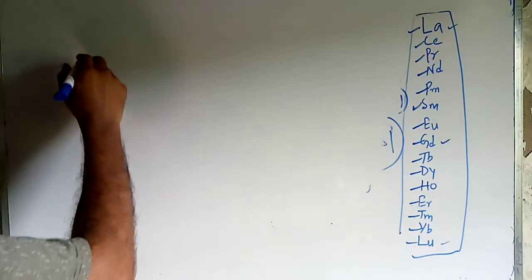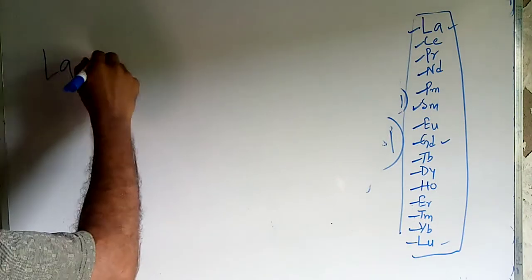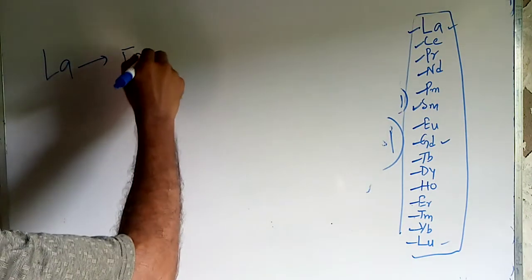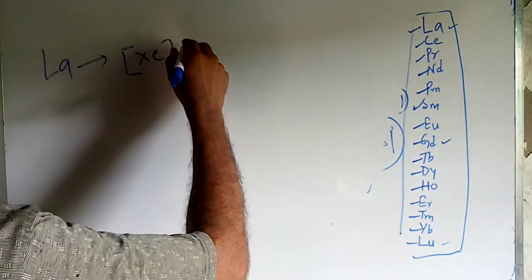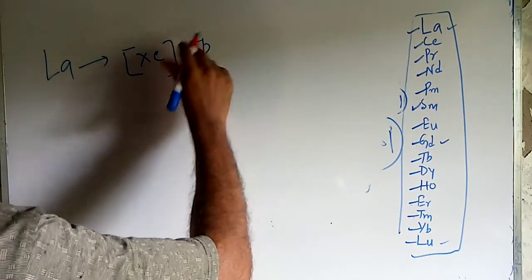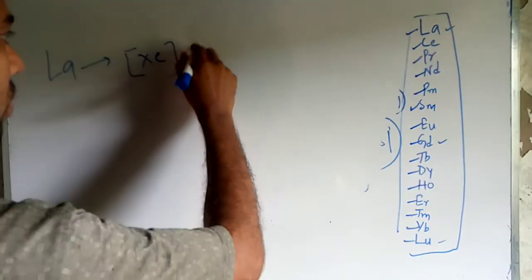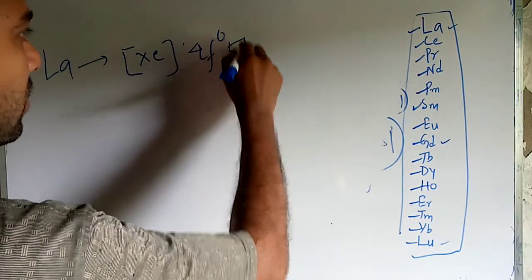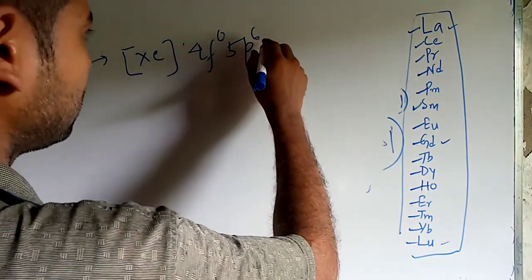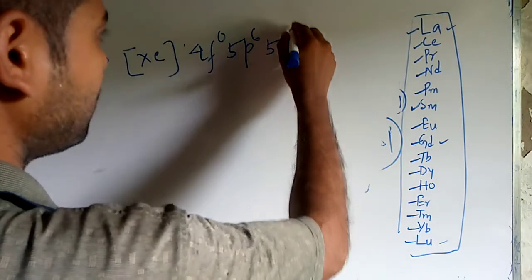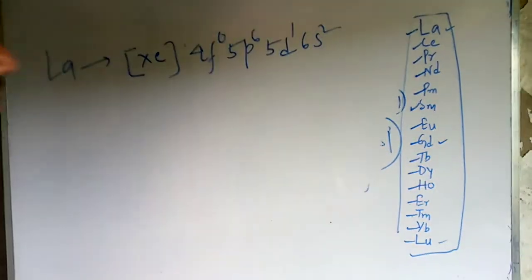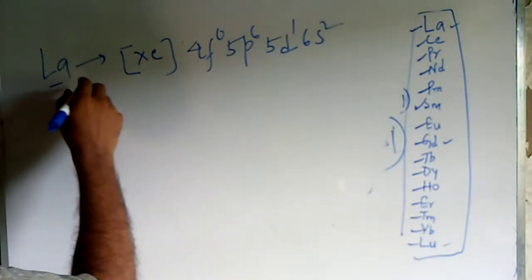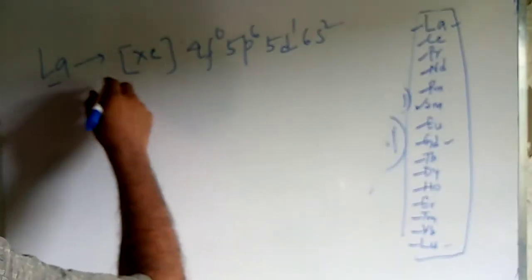First, lanthanum. The electronic configuration of lanthanum is xenon, that is, 4f0 5p6 5d1 6s2. This is the electronic configuration of lanthanum.